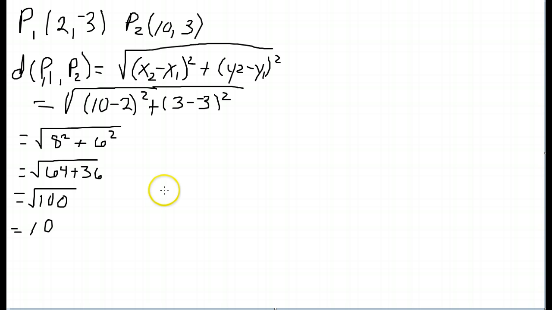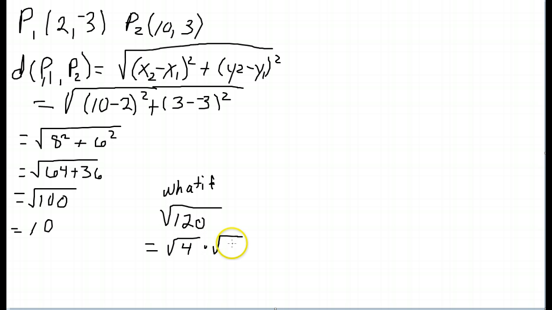Now, what if we didn't get 100? What if we had the square root of 120? Okay, what we need to do is find a perfect square that goes into 120, which 4 is a perfect square that would go into 120. 4 times, and 4 goes into 120 30 times.